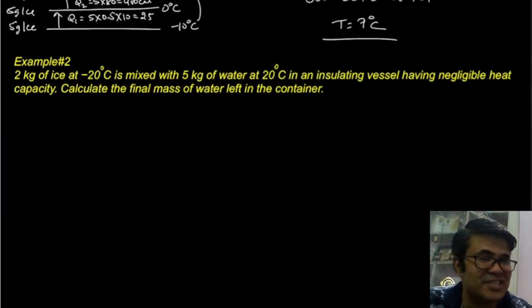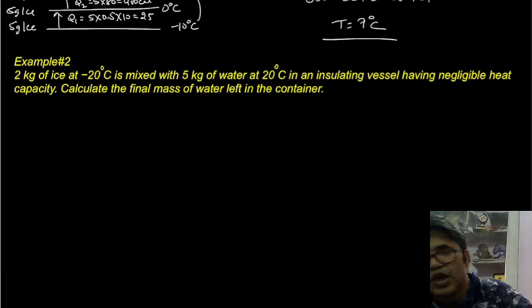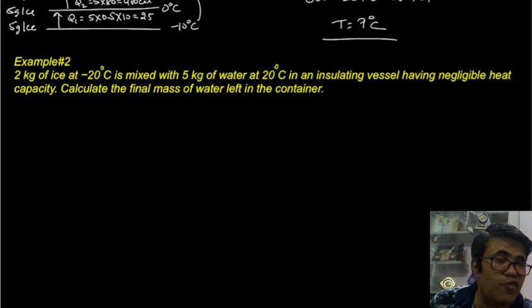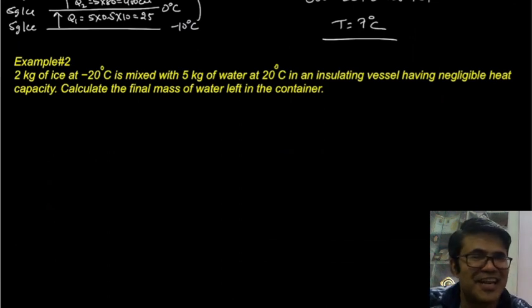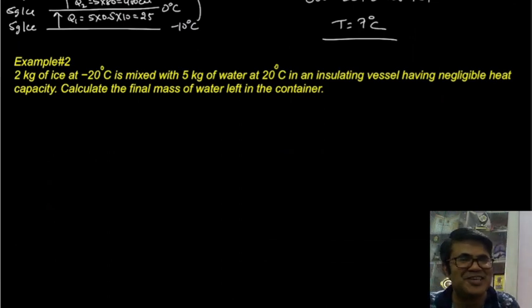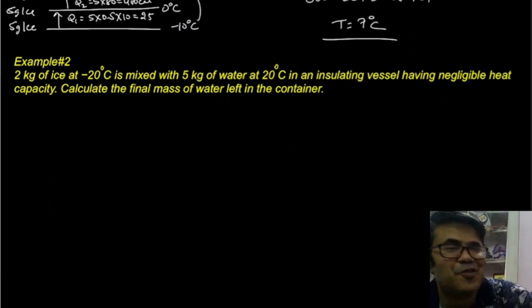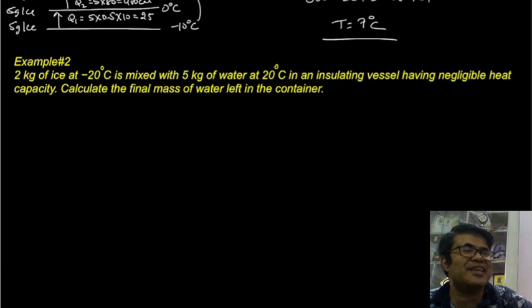This is a question asked in JEE 2003, if I'm right. You have 2 kilograms of ice at minus 20. Now you have mixed 5 kg of water at 20 degrees Celsius. Just think like you are making some iced tea. You have 5 kg water and you put 2 kg of ice. You want to make a good iced tea. So 5 kg water at 20 degrees Celsius in an insulating vessel having negligible heat capacity. So heat exchange with the container is neglected.